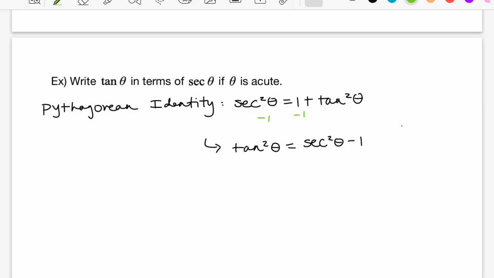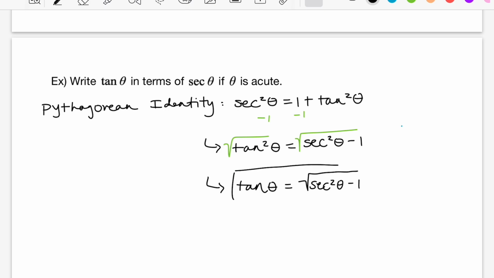And then we want to get tan theta by itself, so we'll square root both sides of this guy. And so we get that tan theta is going to be equal to the square root of secant squared theta minus 1. So that's how we would write tangent theta in terms of secant theta. All right, so that'll be it for this video.